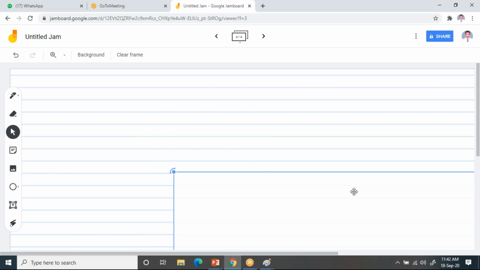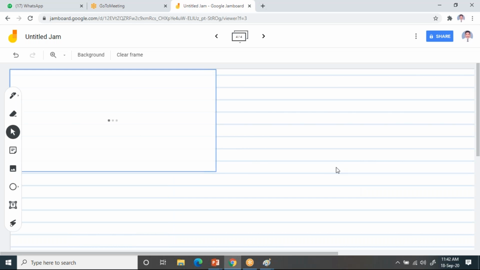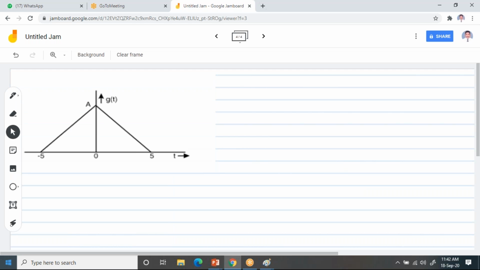For this waveform shown in the figure, we need to find the Fourier transform. But we don't know how to write the equation for this. I'll tell you a simple technique. Here, first you need to write the coordinates.